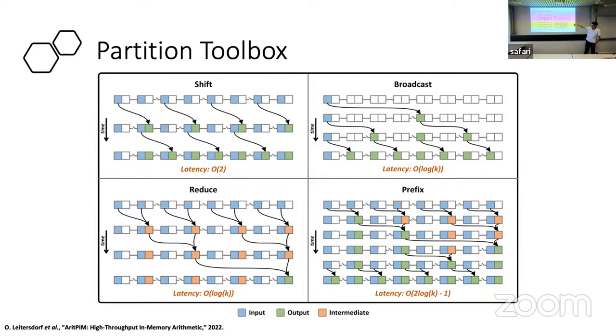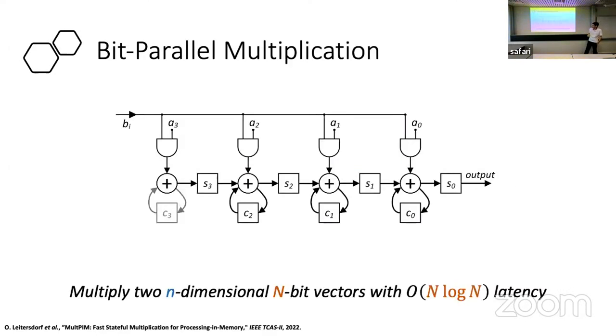And then there's the special operation at the end. We're going to come back to it in addition. It's called prefix. Each partition needs to get, for example, the AND of all the bits from the partition before it. Generalizing reduce, but instead of only reducing to the last partition, we want to reduce to all the partitions, or each partition gets the reduction of everything that came before it. So these are the four different techniques for the toolbox.